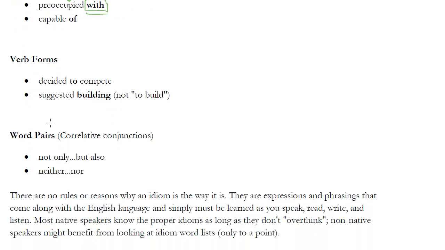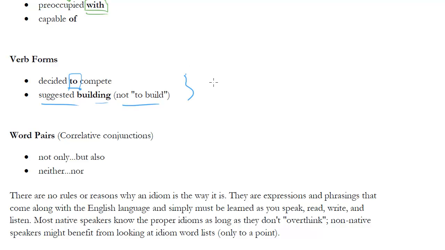Verb forms is another example of an idiom error, and it's actually kind of related in some ways to prepositional idioms. So for instance, when we decide to do something, we decide to do something. So decide to compete, decide to listen, whatever it might be, right? We don't say, I decided competing. We don't say that. We say, I decided to compete. Whereas with suggested, we say, I suggested walking to the store. Not technically, I suggested to walk. It's suggested with the ing. So I suggested building, not I suggested to build.